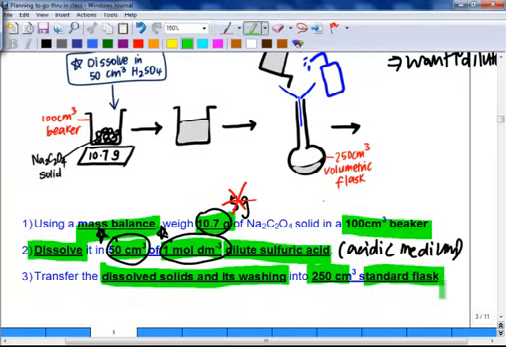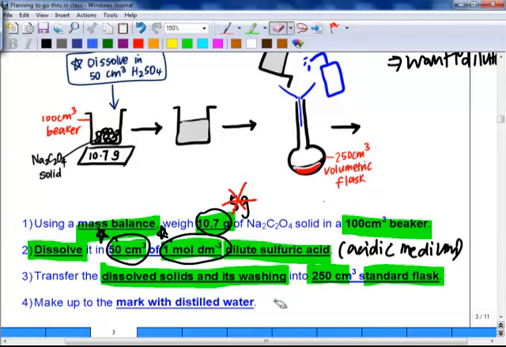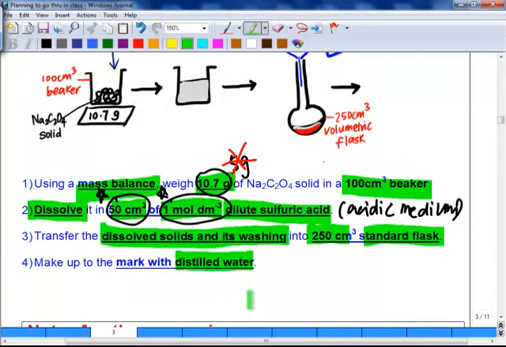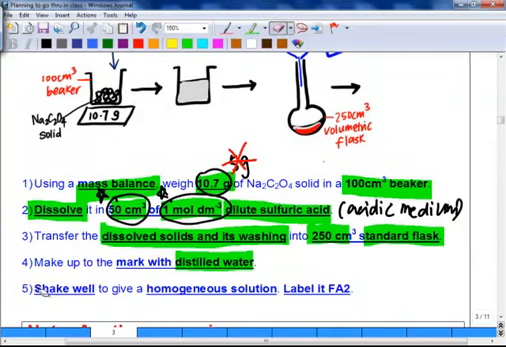After you transfer already, the volume is still quite little, so what do you do? Correct. Add in more water. You cannot just say add in more. You need to fill to the line, meaning fill to the mark. Make up to the mark with distilled water. After you make up to the mark with distilled water, what's the last thing? Shake. Correct. Shake to give a homogeneous solution.